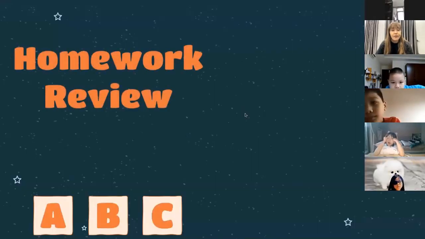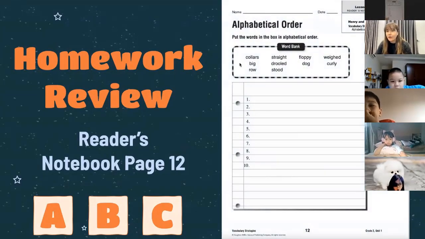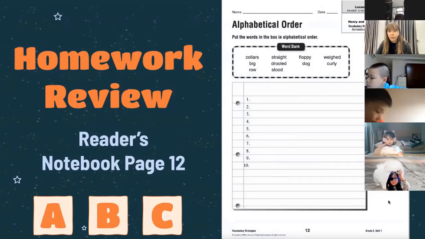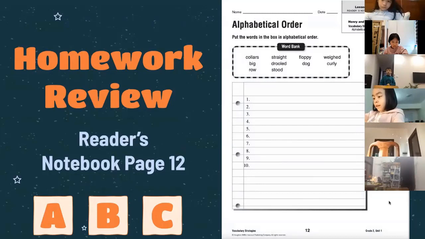Let's first go over our homework from last night. Our homework from last night was Reader's Notebook, page 12. This was about doing ABC order. Thank you, Philip. I see your homework. Who else has their homework? Reader's Notebook, page 12. We were putting our vocabulary words in alphabetical order, ABC order.